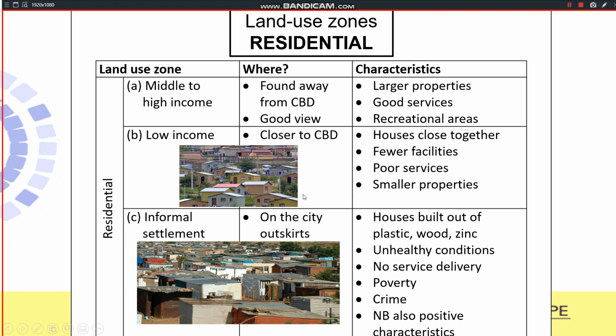Then the low income, close to the CBD. Houses are close together. Fewer facilities, poor services, smaller properties. Typical, this could be a township area.